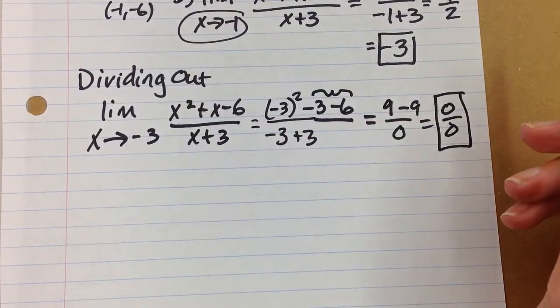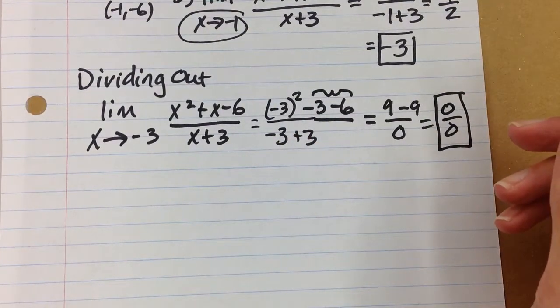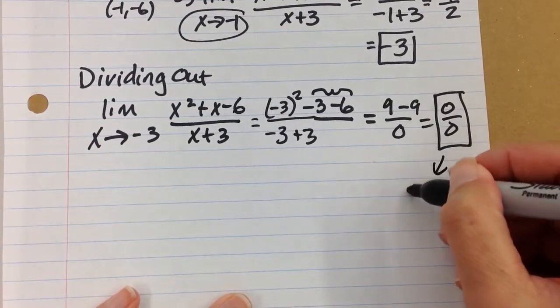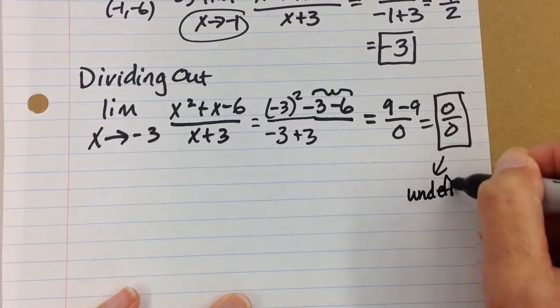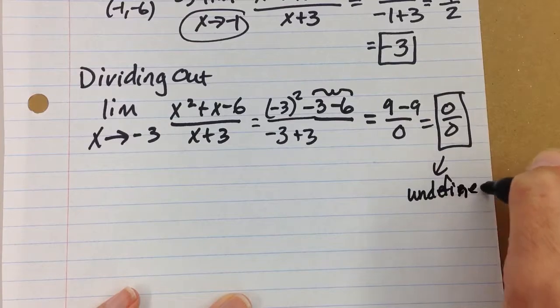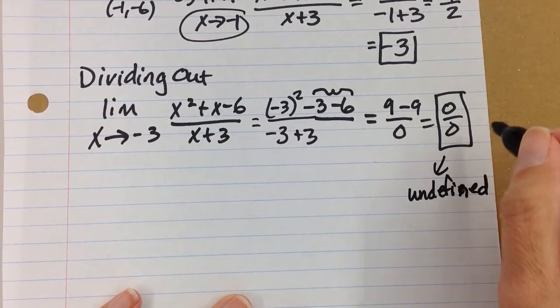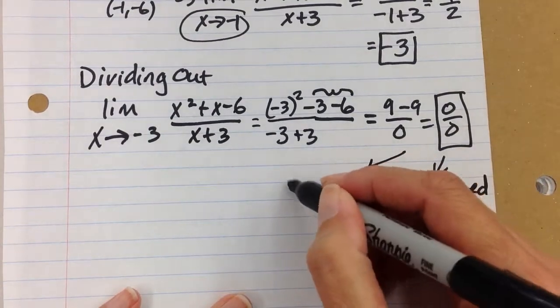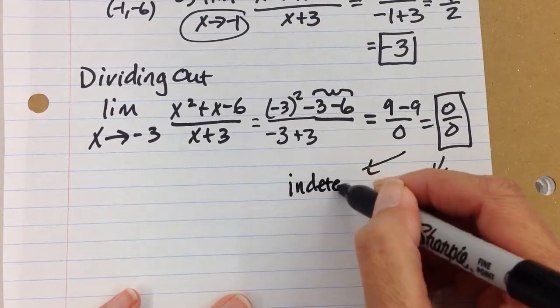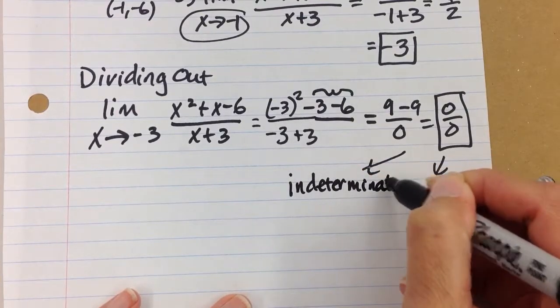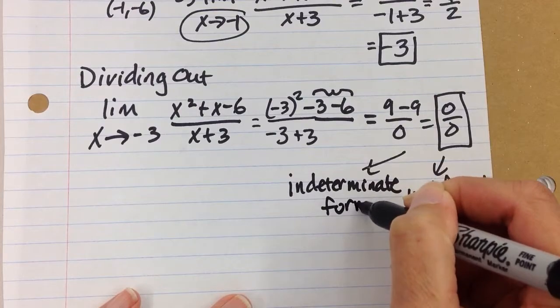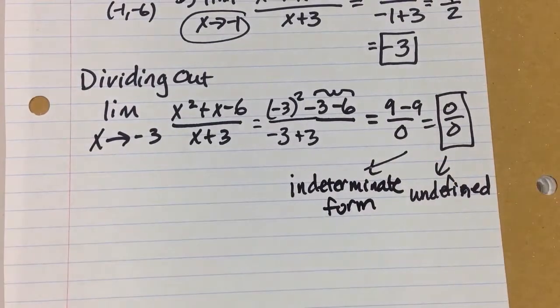Okay, what is that equal to? That's undefined, right? We learned that yesterday, last class. Undefined. Okay, we also have a special name for this. This is called the indeterminate form. It's on the top of the next page, page 818 in your book.